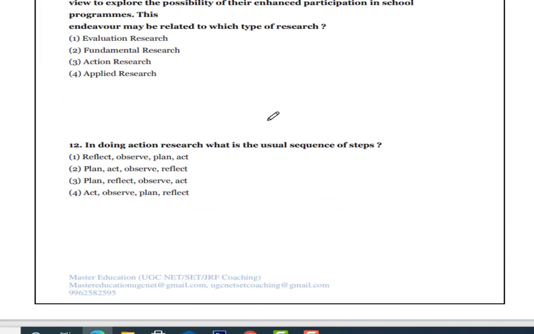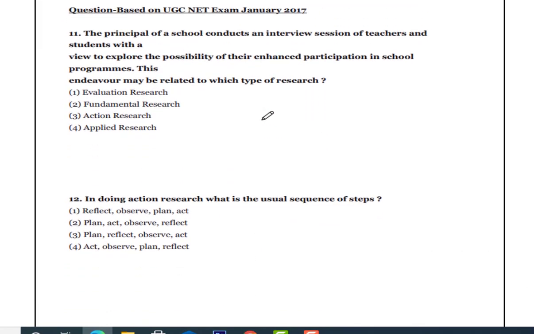Okay, the next, June 2017. The principal of a school conducts an interview session of teachers and students to explore the possibility of their enhanced participation in the program. This endeavor may be related to which type of research? So the principal is finding out how to improve the situation, right? Here, to improve the situation, to enhance the participation in school programs, that will come under action research.